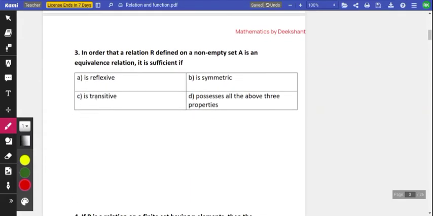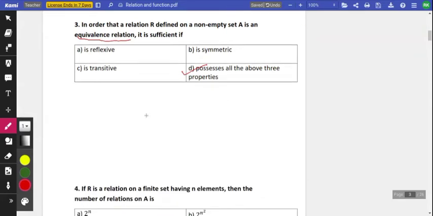A relation is said to be an equivalence relation if it is reflexive, symmetric and transitive. So the correct answer is option D. It possesses all three properties: reflexive, symmetric and transitive.